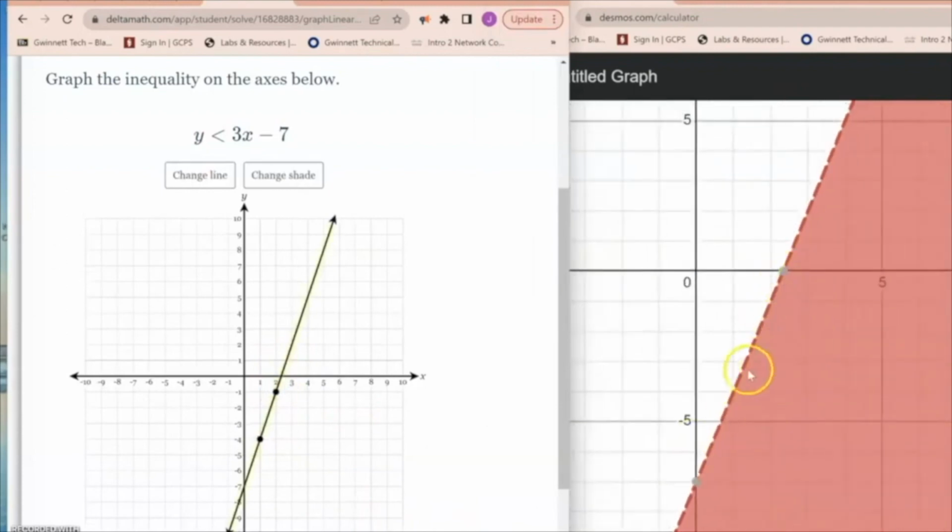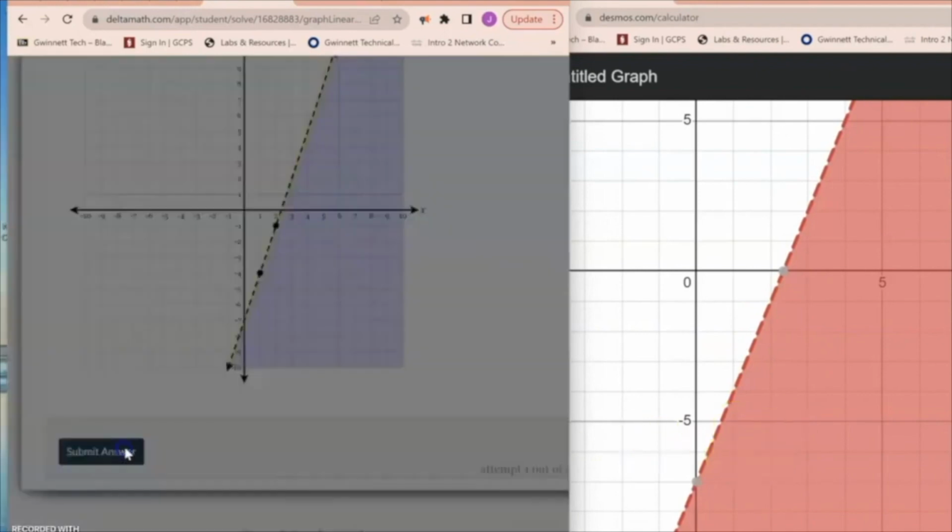Now notice it is a dotted line because there's no equal sign. So change it. And then it's small, so the small numbers for y are down here. You just change the shade because it needs to look like what you have.